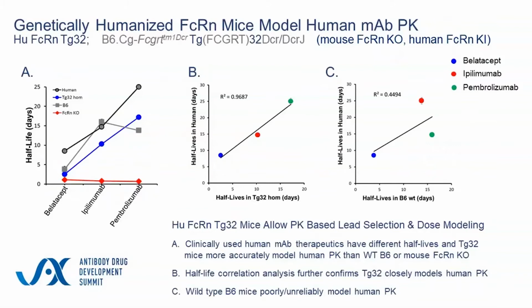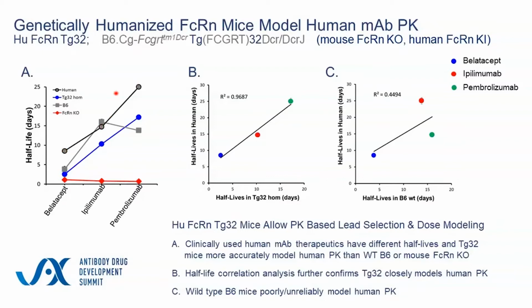Greg gave a wonderful presentation, so for those of you who have just joined us, I'm just going to present one slide talking a little bit about this genetically humanized FcRn mouse and really just talk about the highlights of it. And that is the fact that different clinically used molecules like belatacept, ipilimumab, and pembrolizumab have unique half-life characteristics. And if we look at the human half-life characteristics of those three molecules, as shown here, they do have different half-lives, okay?